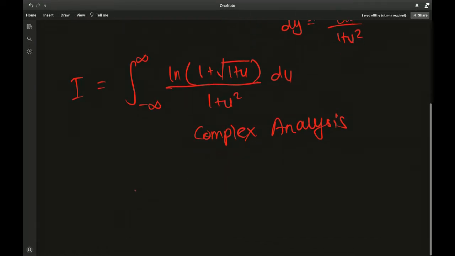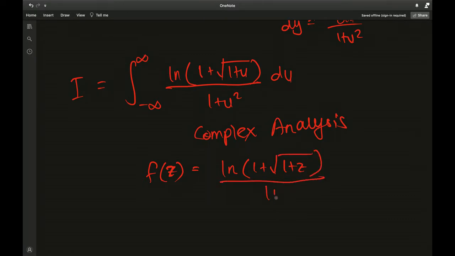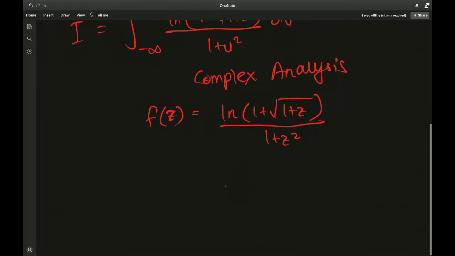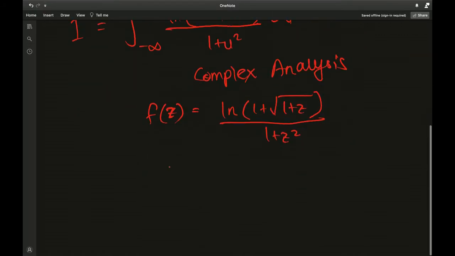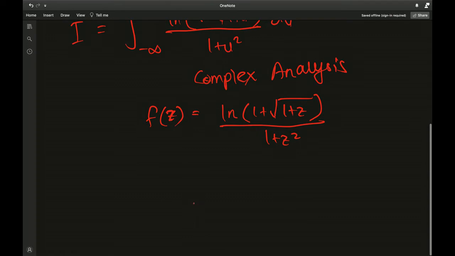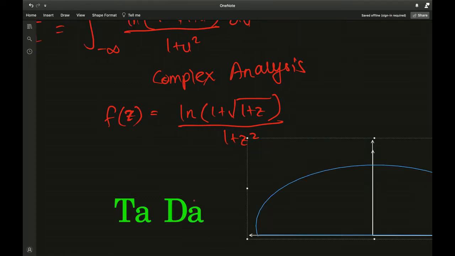So for that, now let's define a general function f of z that takes in a complex variable. Call that natural log of 1 plus square root of 1 plus z divided by 1 plus z squared. Fair enough. So we have a function defined. What we need to do is define a contour over which we are going to integrate that, and that contour ideally should contain this region of negative infinity to positive infinity. So let me just place a contour like that.